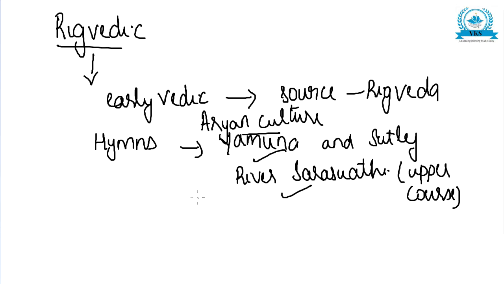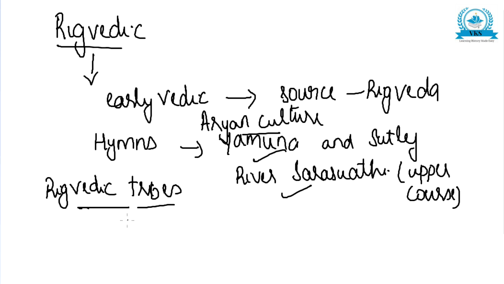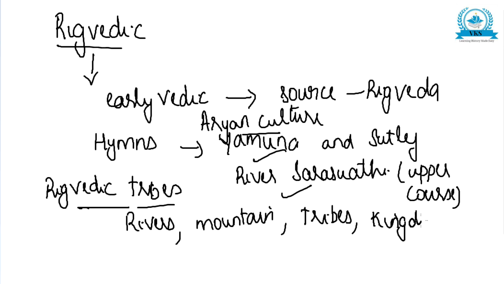The geographical area eventually occupied by the Rigvedic tribes is clearly indicated by the mention of certain rivers, mountain localities, tribes, kingdoms, etc., which permit easy identification. Regarding the Rigvedic tribes, you can see the names of certain rivers, mountain localities, tribes and kingdoms, and all these make it easy to identify them.